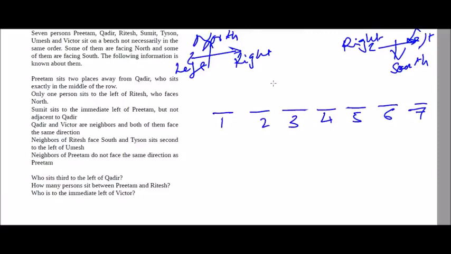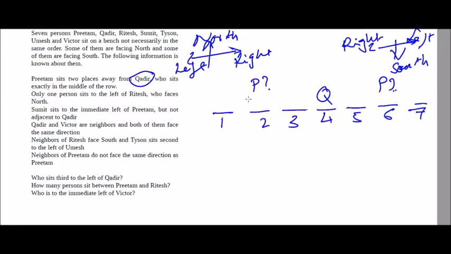Okay, let's see. Preetham sits 2 places away from Kadir, who is exactly in the middle of the row. Now this is the good information to start with. Kadir is exactly in the middle of the row. So irrespective of whether he is facing north or south, I know his position. So Kadir is in 4th. But Preetham is 2 places away. So Preetham can be in 2nd or Preetham can be in 6th. I don't know that for sure.